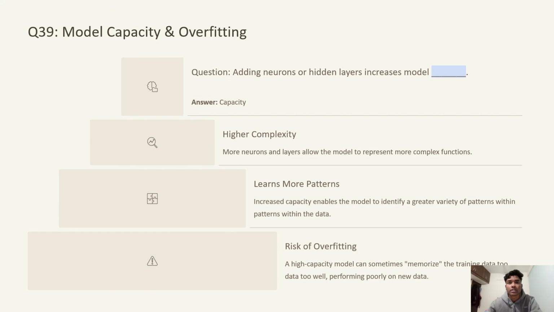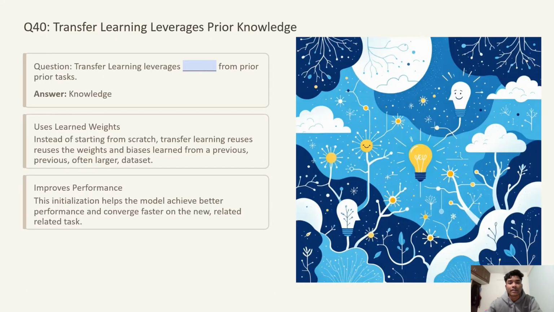The last question for this section. Transfer learning leverages prior knowledge. It uses learned weights from previous tasks, allowing new models to start from a strong baseline and perform better with less data.